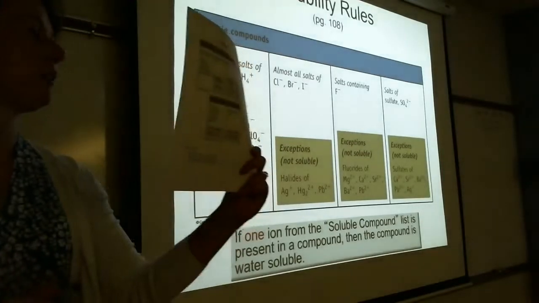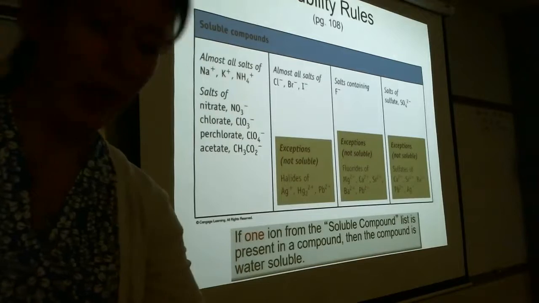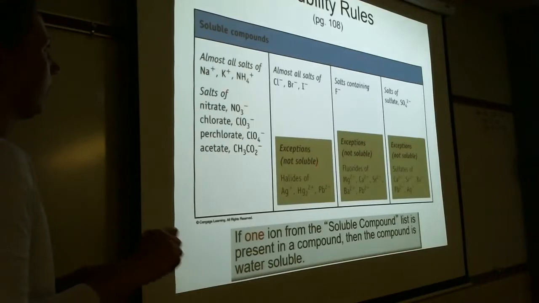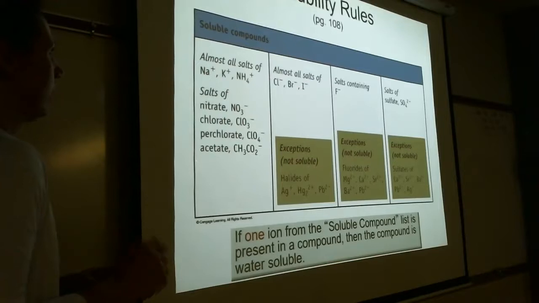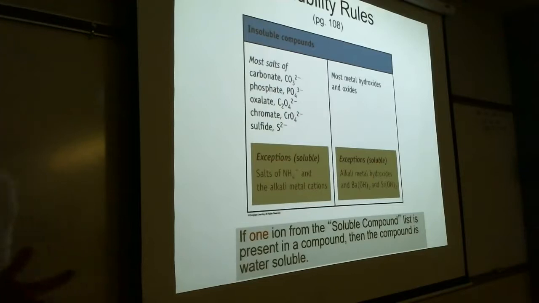So here are your solubility rules. They're on page 108 in your textbook. And how do you use the solubility rules? Well, you look at the formula of the compound, and then you look to see if those substances appear here on the soluble list. So all of these will be soluble except, right? Or you look to see if it's on the insoluble list. All of these will be insoluble except. Okay, does everyone understand how it works?